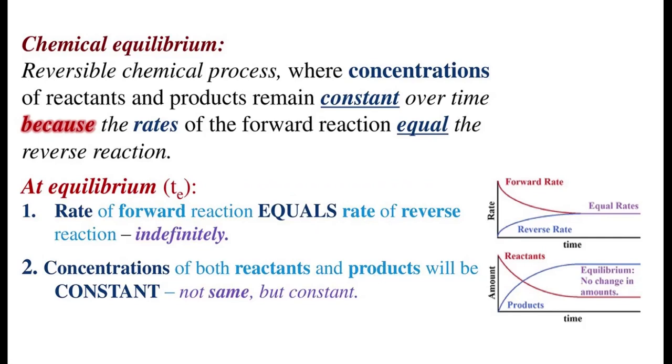To define chemical equilibrium, it is a reversible chemical process where the concentration of reactant and product remain constant over time, because the rate of forward reaction is equal to the reverse reaction. At equilibrium, the rate of forward reaction equals the rate of reverse reaction. Concentration of both reactant and product will be constant.